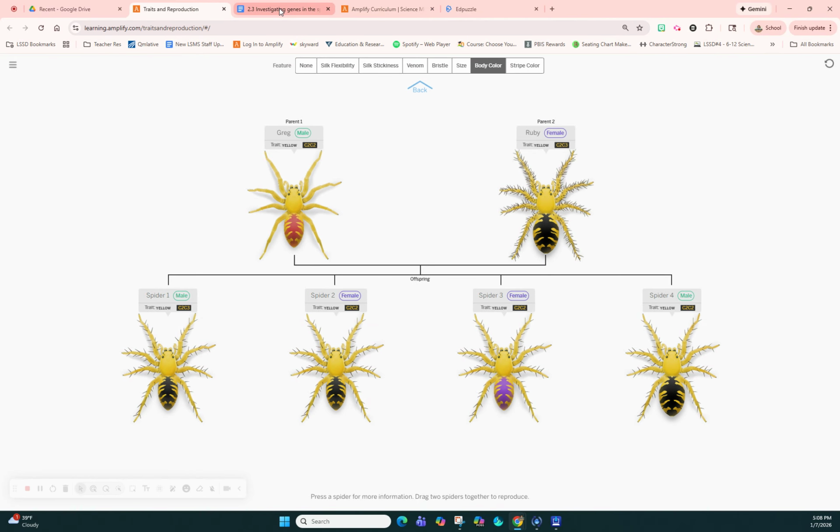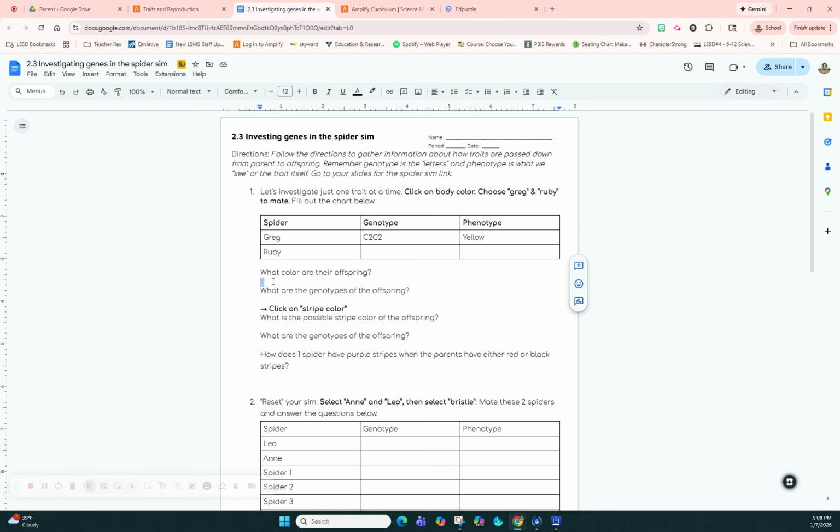And remember, that's for color. So you would write that information here after you get to the color. So C2, C3 is 1, and then C2, C2. And we had said they were all yellow.